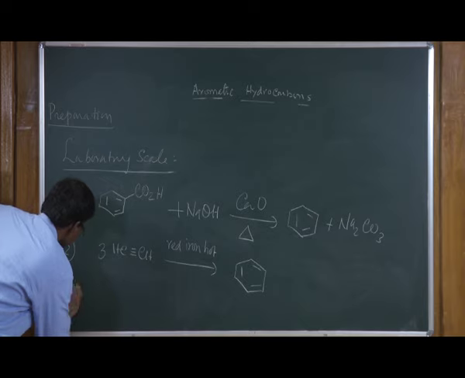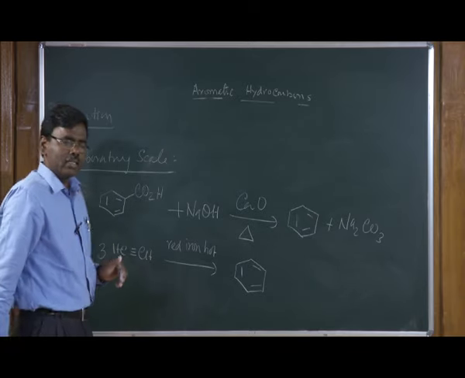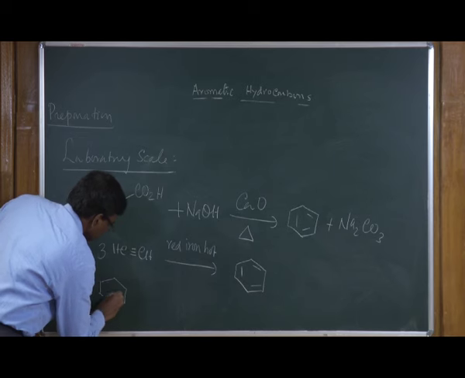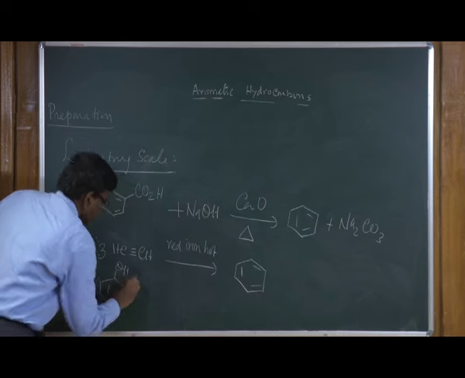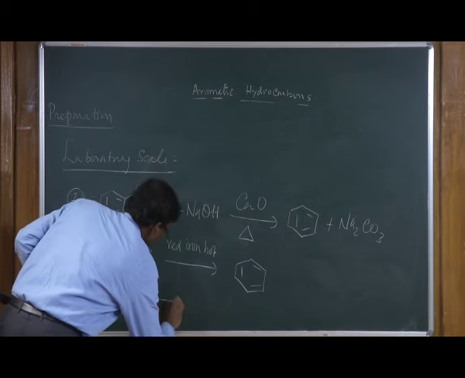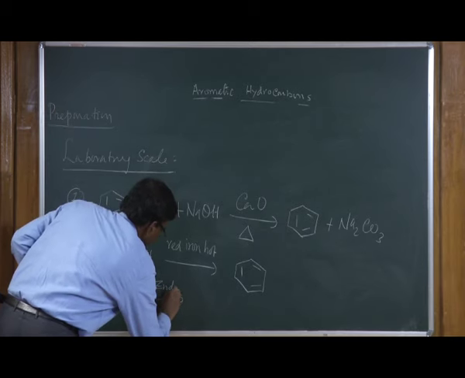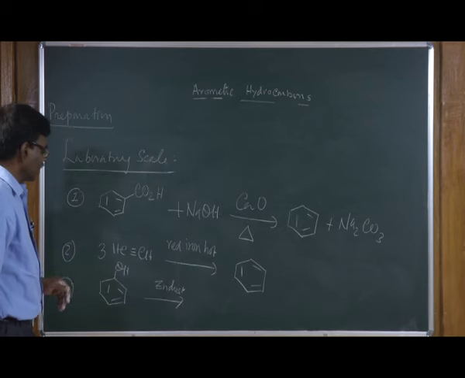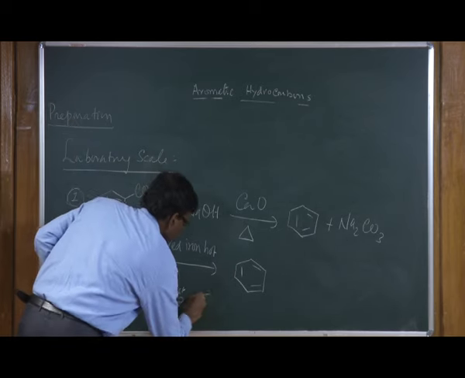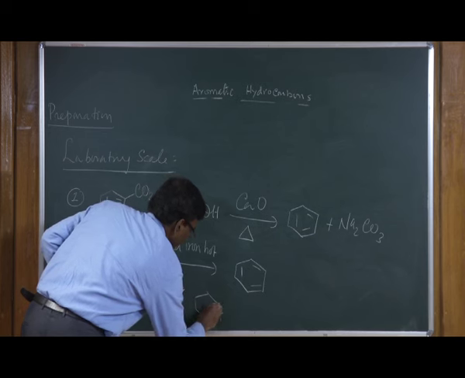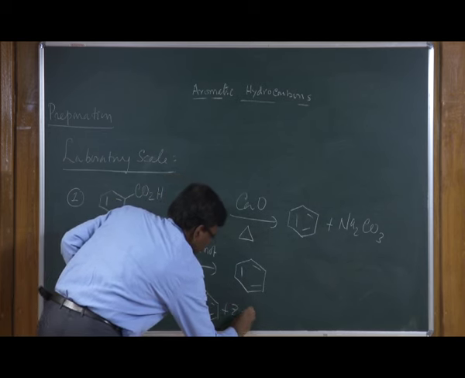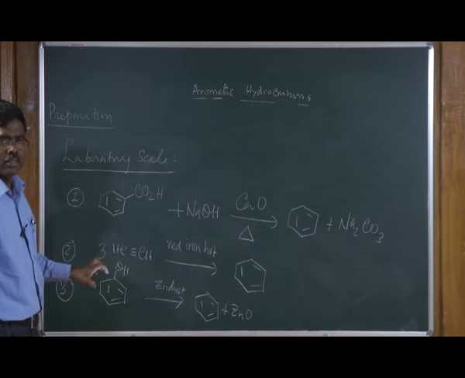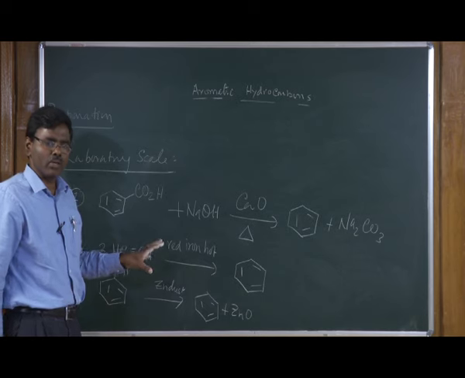The third approach is if phenol is available. When we treat phenol with zinc dust, it can undergo reaction to give benzene and zinc oxide. So, these are the three common methods used to make benzene in the laboratory.